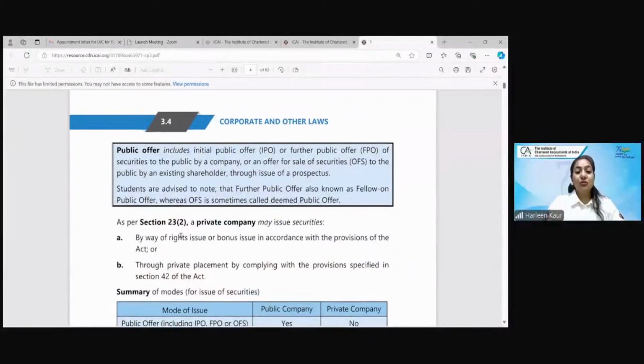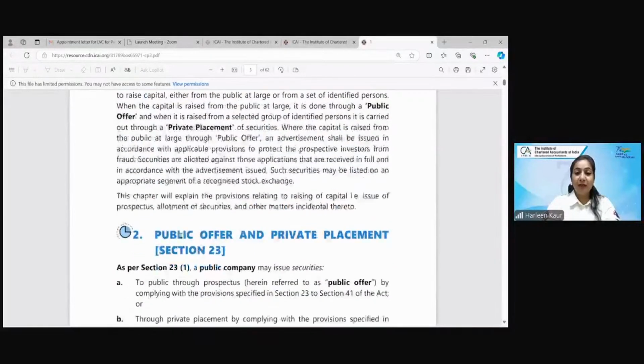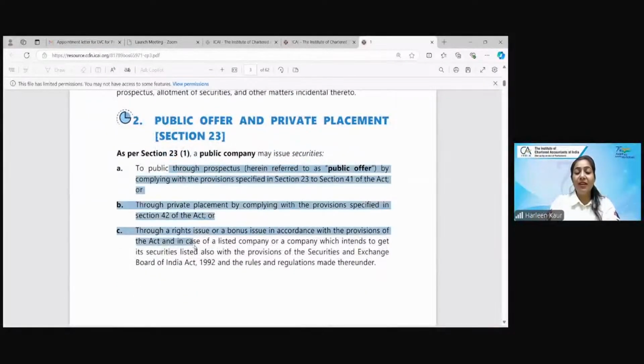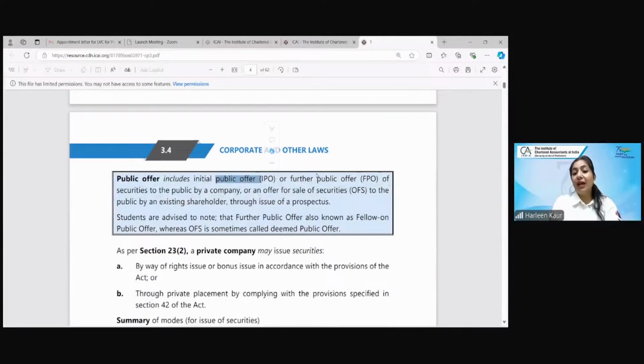All right, children, you can see what we have covered in this chapter. Sections 23 to 42 deal with this chapter. We have talked about public offer and private placement. I hope everyone is now clear with section 23, subsection 1, how a public company can issue securities. Public offer includes IPO, FPO and OFS. We have written in notes what IPO, FPO and OFS are. This is a very nice line: further public offer is also known as follow-on public offer, whereas OFS is sometimes called a deemed public offer. When I teach section 25 and section 28, you will find some similar-sounding terms.